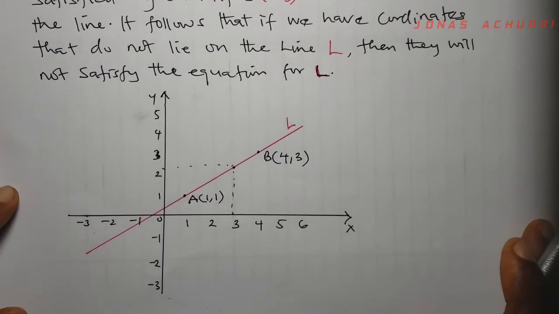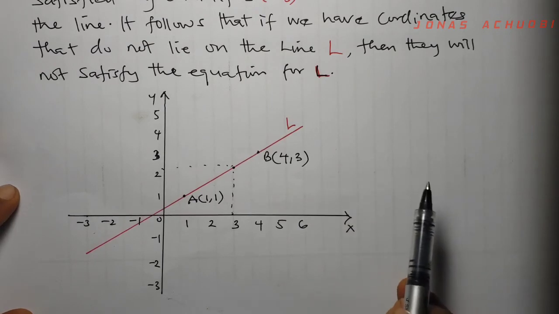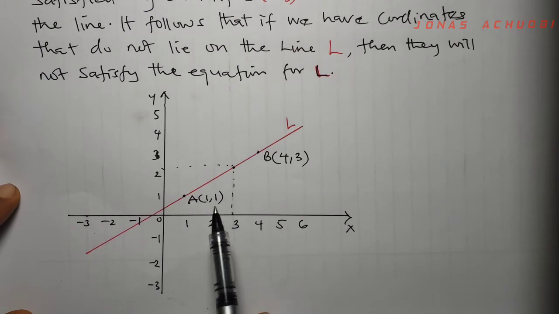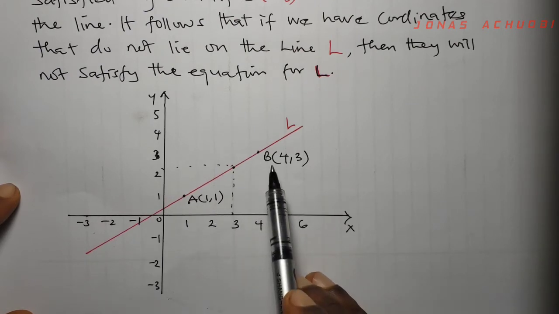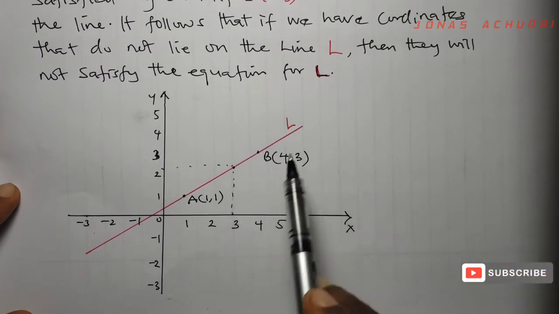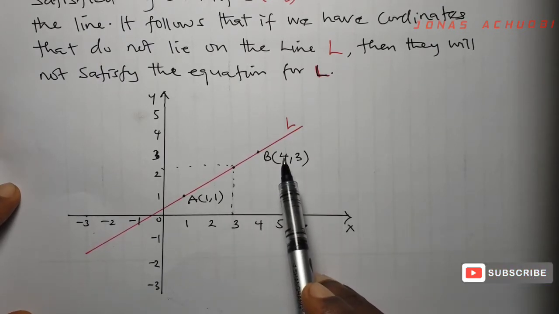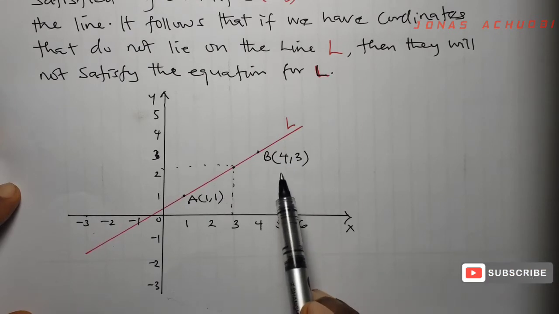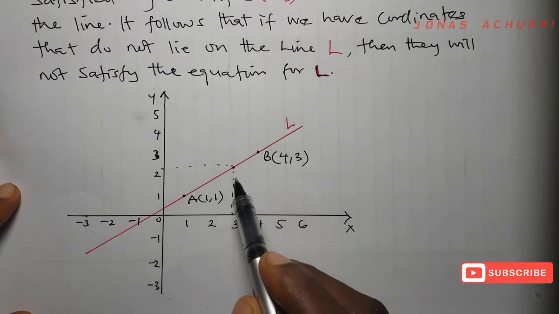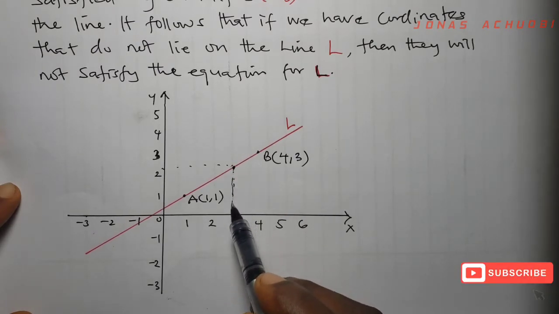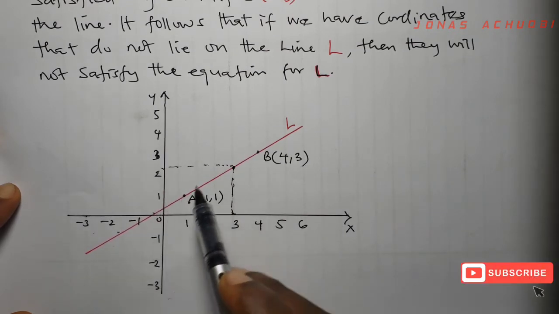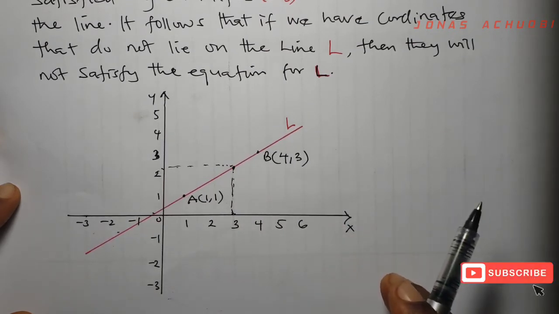Consider this diagram. Line L has been sketched through 2 points A and B. A has coordinates (1, 1), B has coordinates (4, 3). In this case, line L goes through 2 points A and B which are known. However, this line L goes through other points. For example, there's a point here, call it (3, 2), and of course there are several other points.